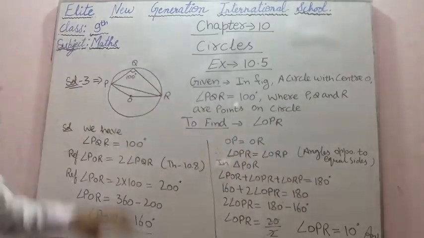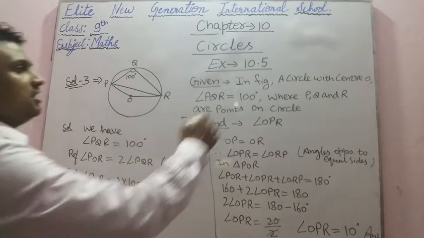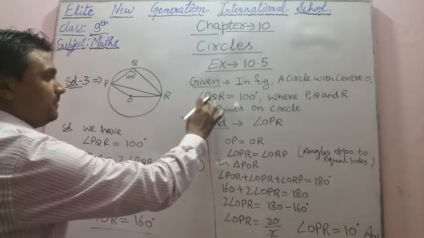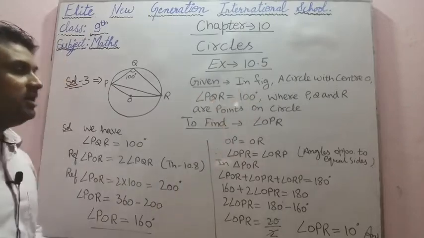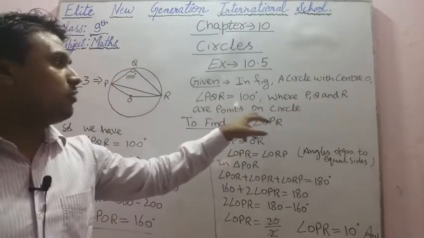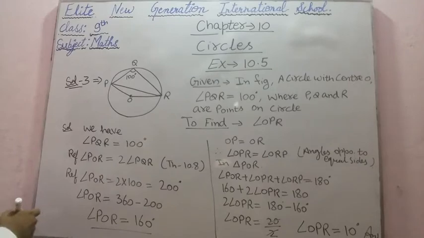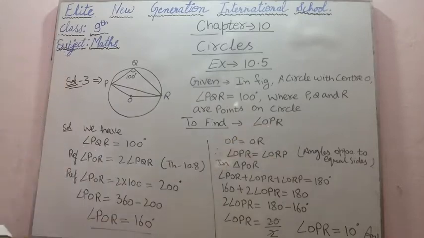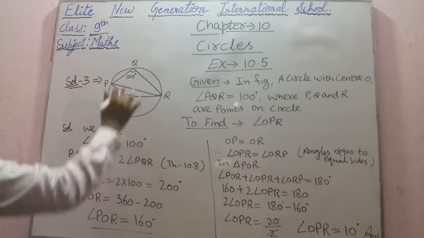So first of all we have a diagram given. In this diagram, a circle with center O, and in which angle PQR equals 100 degree, where P, Q and R are points on the circle. So here center is O and P, Q, R are the points on the circle, and we have to find angle OPR. So in this diagram, first of all we have angle PQR equal to 100 degree.